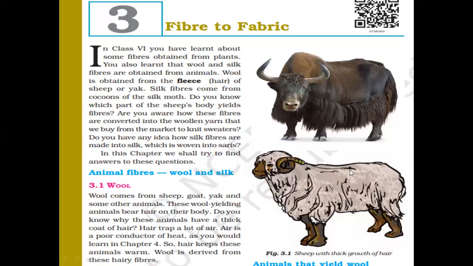Also, we need to know that these animals are usually found in the cold regions. So over there, to protect themselves from the cold, this skin of theirs will provide them warmth, that will give them heat. Here it is given. So hair keeps these animals warm. Wool is derived from these hairy fibers.